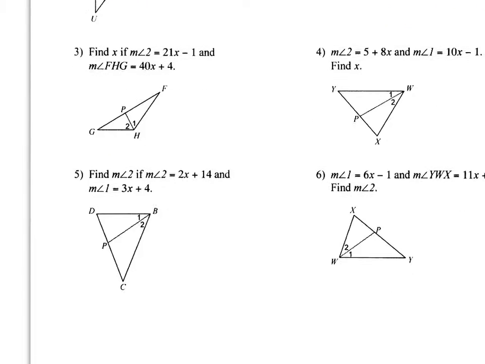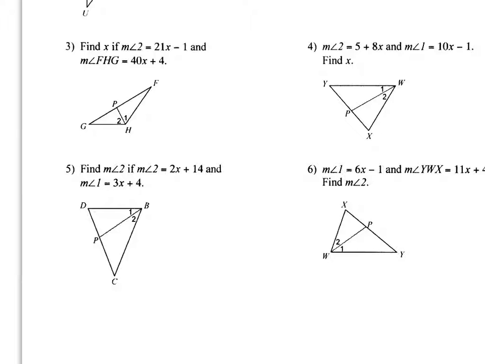Okay, what about problem 3? It says find x if angle 2 is 21x minus 1, and FHG is the whole thing. So angle 2 is half of that. There are two ways to think of it. You can either take half of FHG, or what I think is better is to take the smaller angle, which in this case is angle 2, and double it, or multiply it by 2. So I'm going to take 2 times 21x minus 1, and set that equal to the whole thing, which is 40x plus 4.